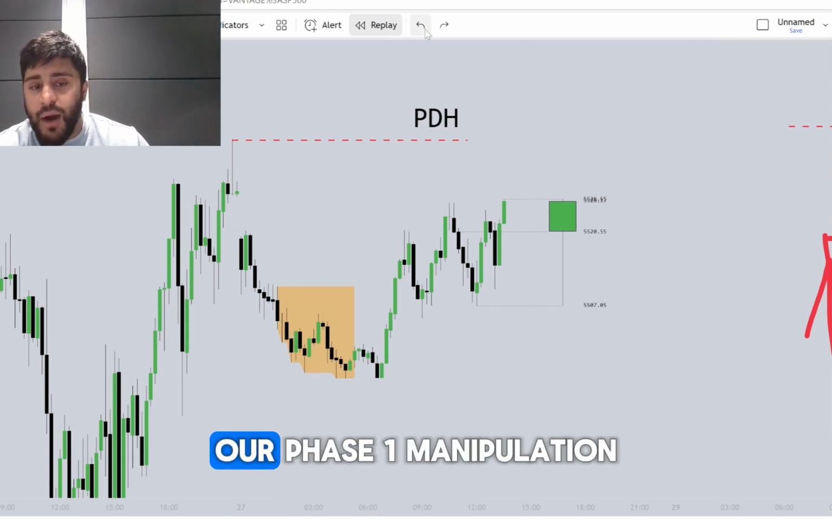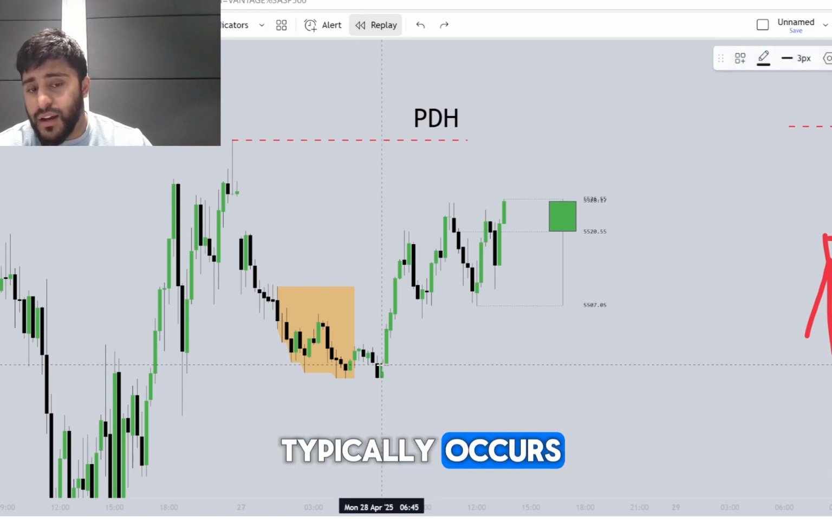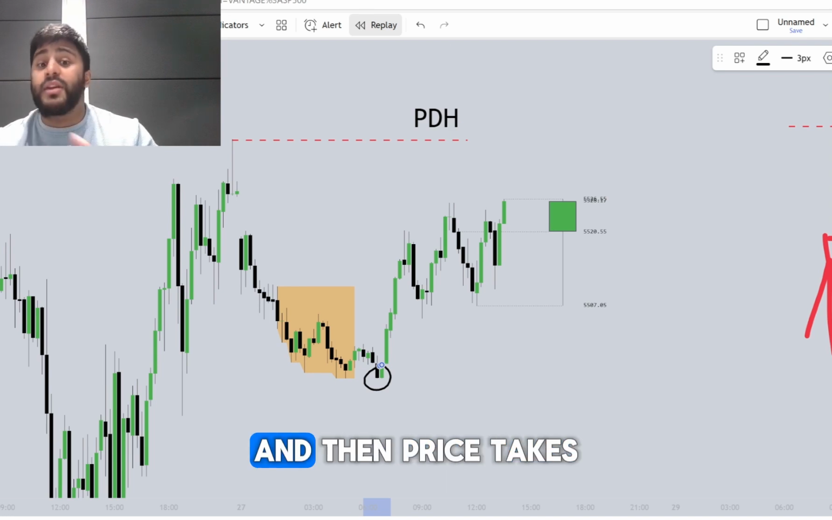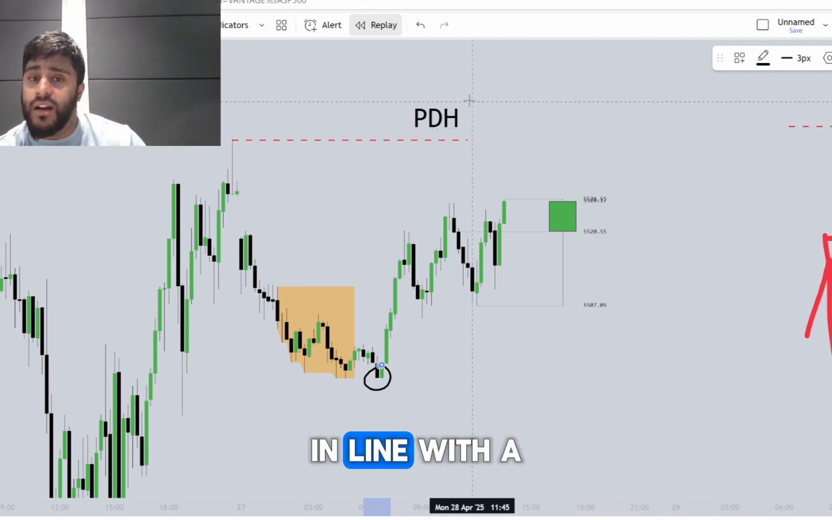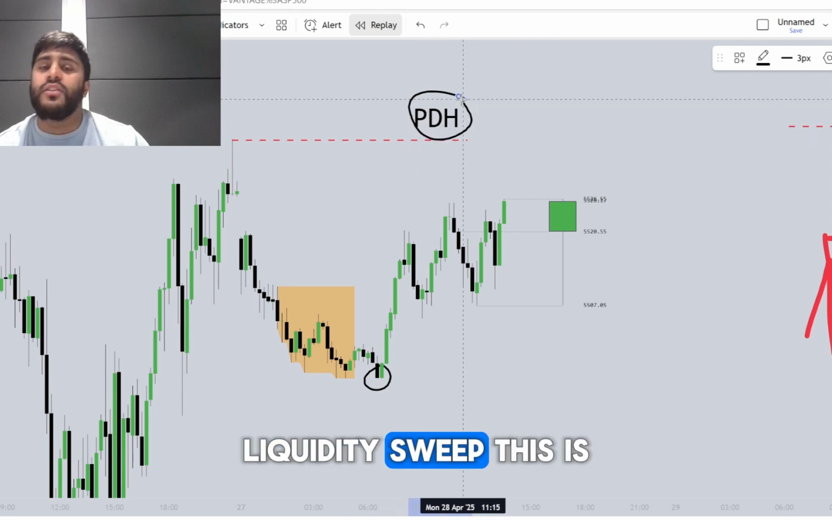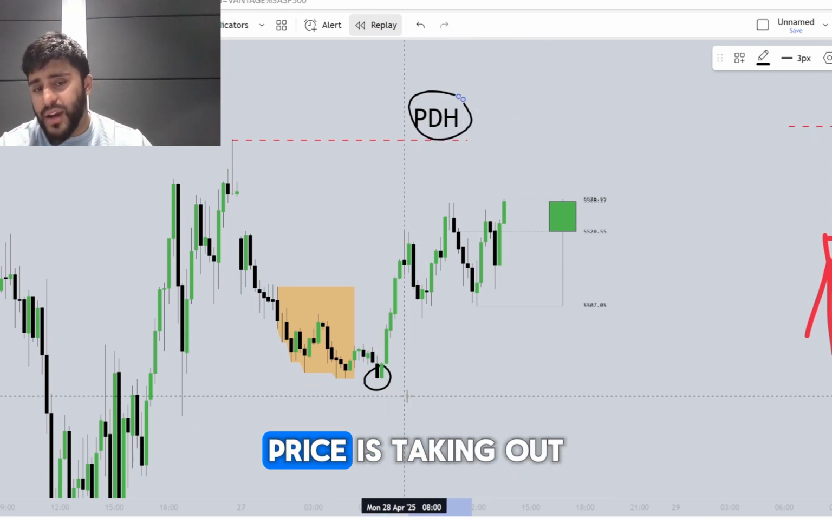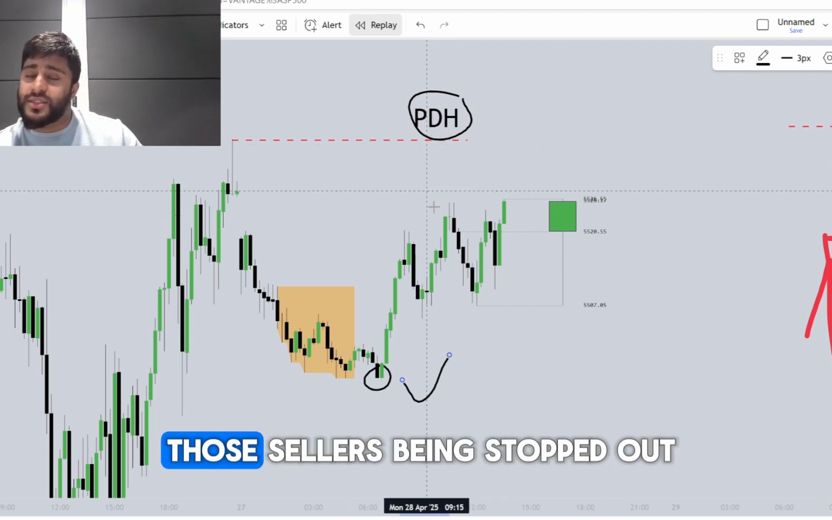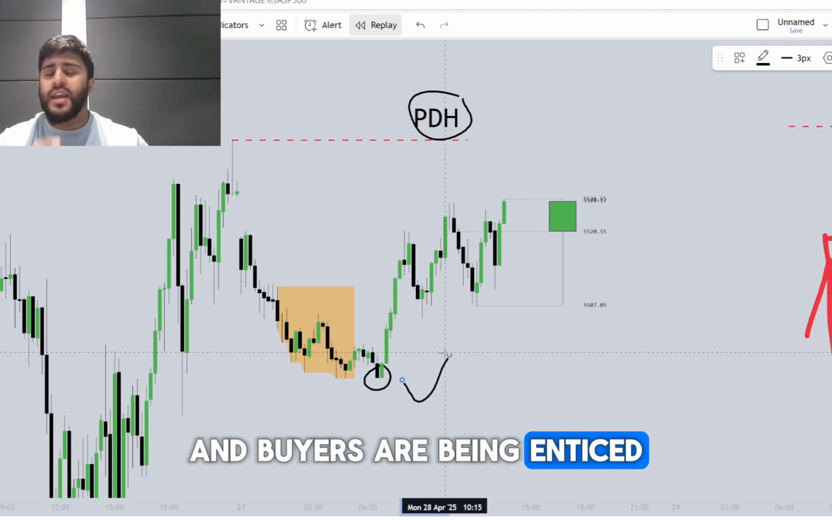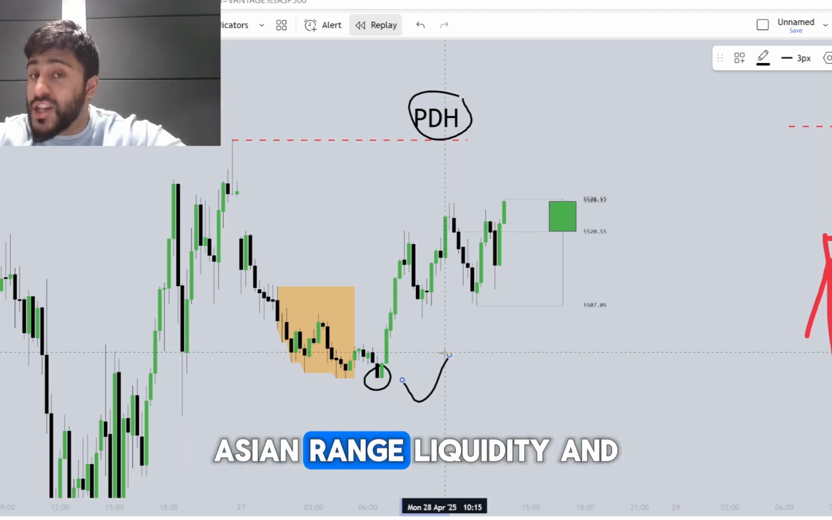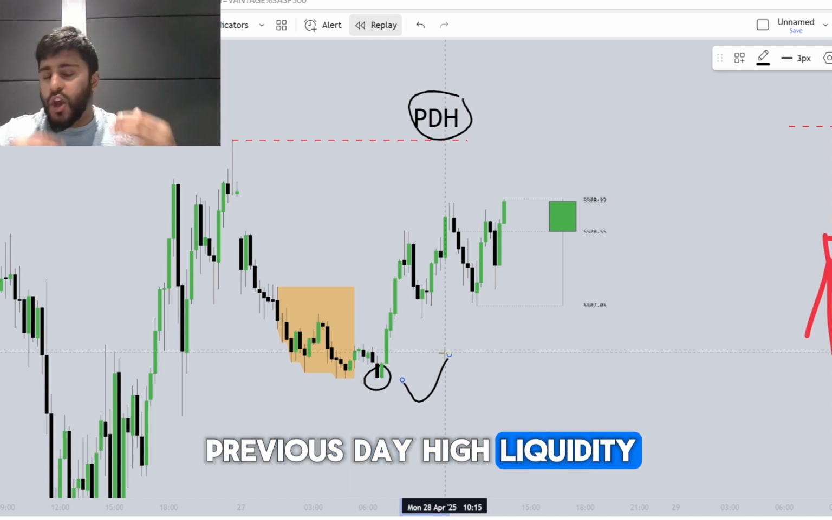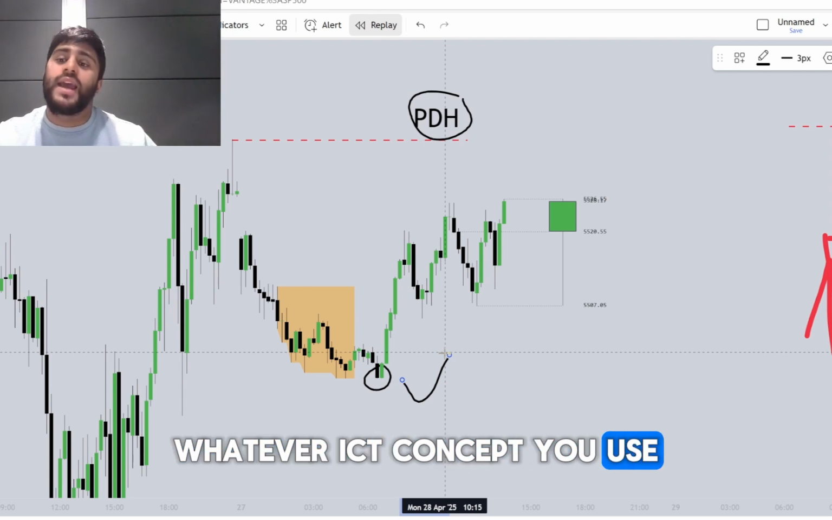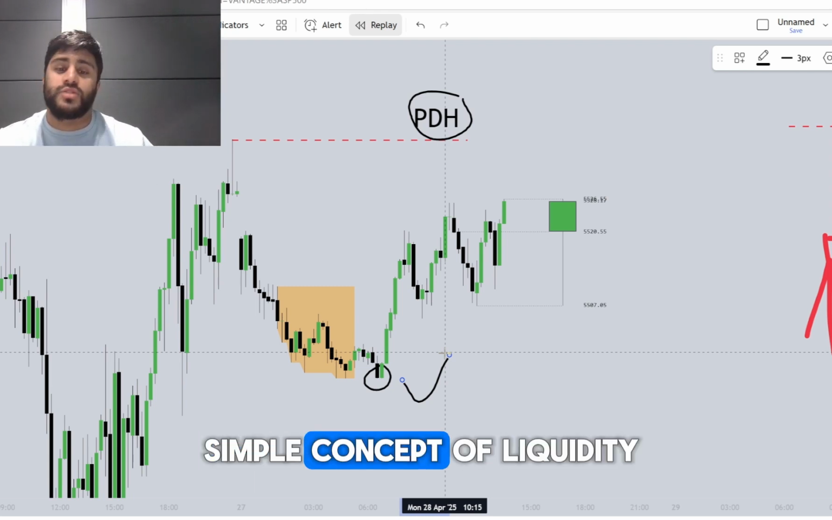To quickly go over this, our phase 1 manipulation typically occurs off the Asian range low. So when price takes out the Asian range low and then price takes out the Asian range high in line with a previous day high liquidity sweep, this is my A plus setup, because what's happening is price has taken out the Asian range low. Sellers have been enticed, and now we see those sellers being stopped out, and buyers are being enticed. If you can understand Asian range liquidity and previous day high liquidity, your trade setups in terms of your points of interest, your fair value gaps, your breakers, whatever ICT concept you use, it becomes a lot more powerful if you use a simple concept of liquidity.